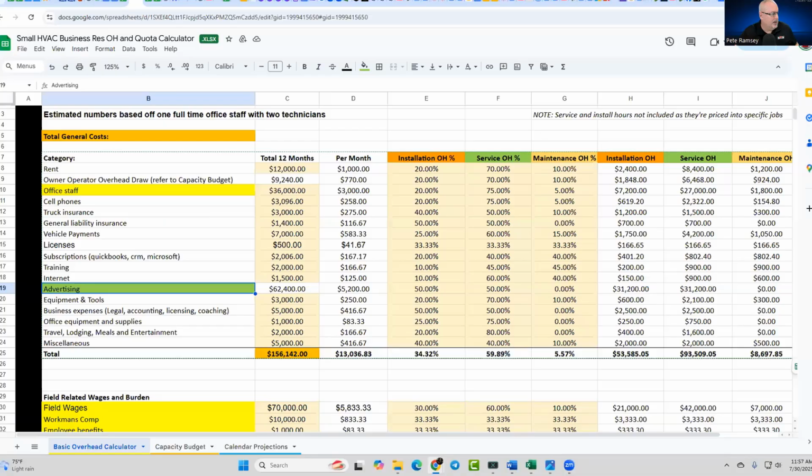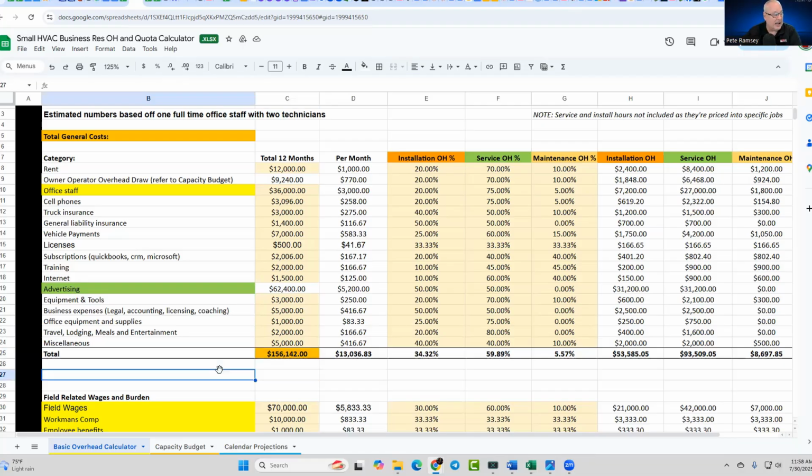And let me minimize here. So this is a little tool that I have developed. This is what I call my small HVAC business overhead and quota calculator. We'll talk about quotas here in a minute, but what we do is we sit down and one at a time, we put the rent in here. If we have office employees, our cell phones, uniforms, truck insurance, licenses, training, advertising, which we have a separate calculator for, and everything else, so that we come up with a total fixed overhead amount. It's just the bills to run the company. That's all overhead is. It's not that complicated.